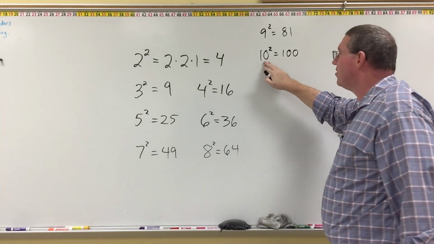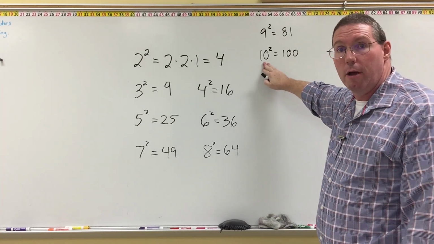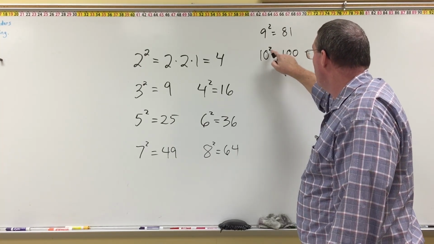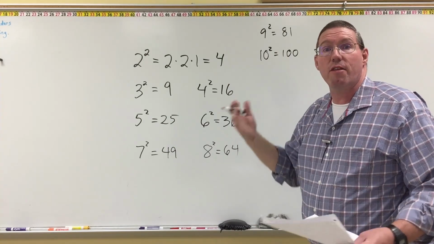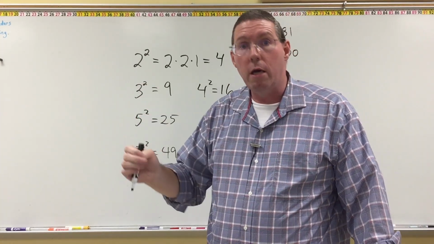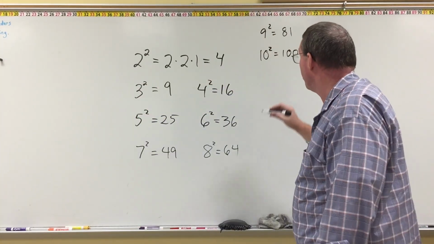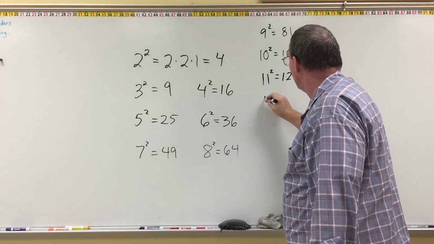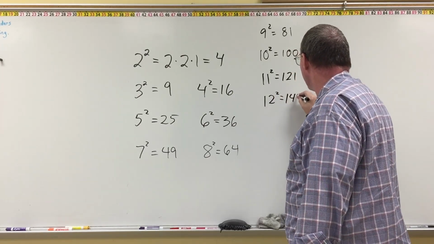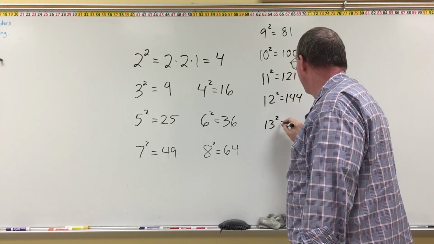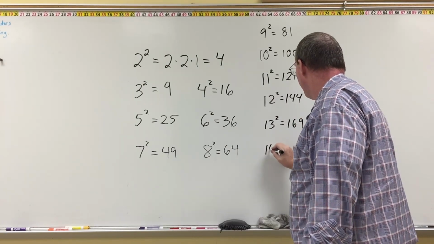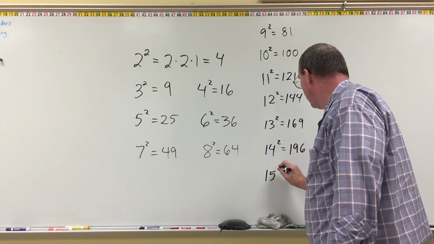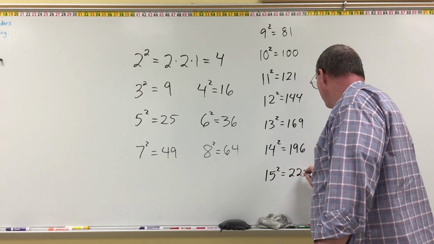Now, honestly, 10 you should be able to do to any power because when you do 10 to a power, it's just a 1 with that many zeros. So 10 to the 17th power would be a 1 with 17 zeros after it, okay? 11 squared is 121. 12 squared is 144. 13 squared is 169. 14 squared is 196. And then 15 squared is 225.